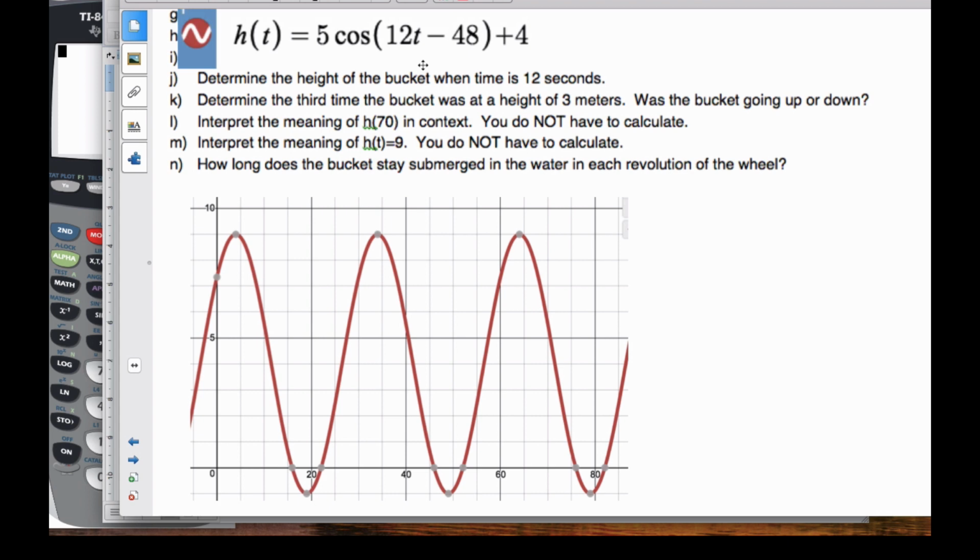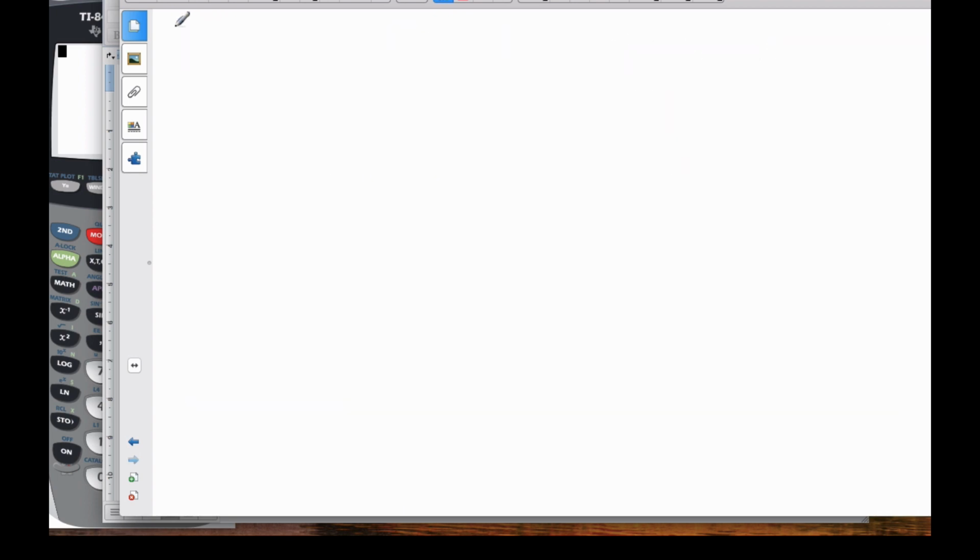If I think about this, if I look at my graph, at 12 seconds, here's 10, so it's roughly going to be about here. And so to find this, I'm looking for the height of the bucket when t is 12. So what I'm looking for is I'm going to find h at 12. And that will be 5 cosine of 12 times 5 minus 48, plus 4. I can throw that in my calculator.